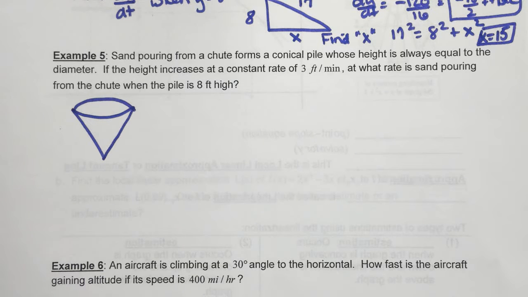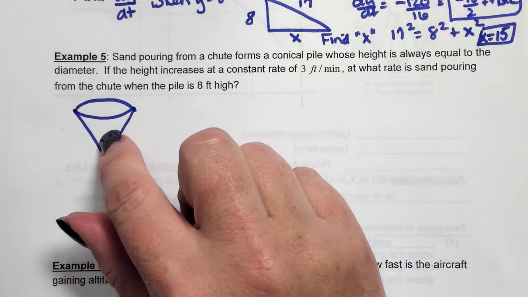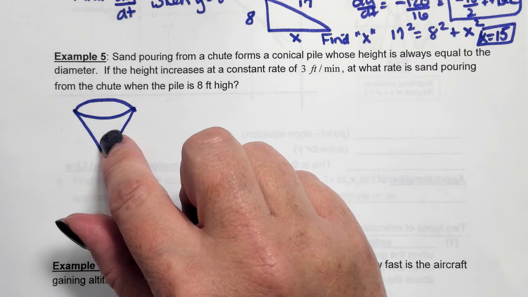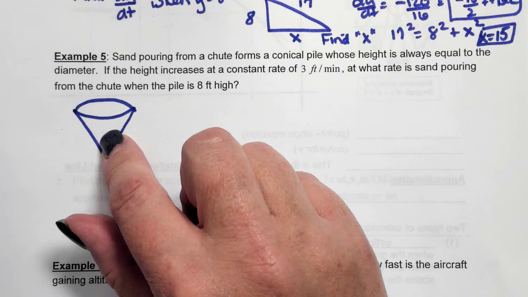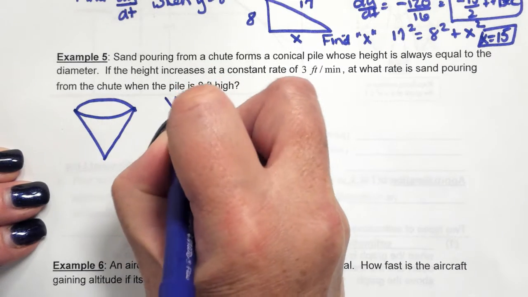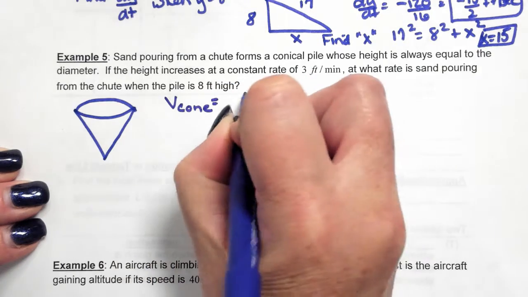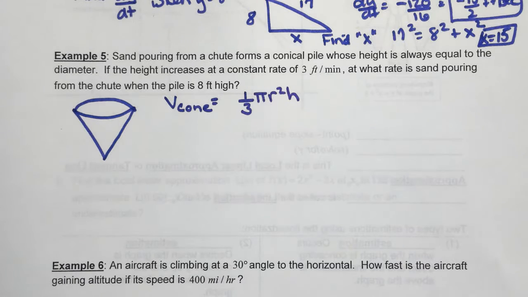So, ladies and gentlemen, let's talk about the geometry formula that's going to be applicable to the problem. If I've got sand pouring from a chute and it's forming a pile, what's changing over time? Is it the area or the volume? Volume. So let's talk about the volume of a cone. 1/3 pi r squared times h. There's your volume of a cone.